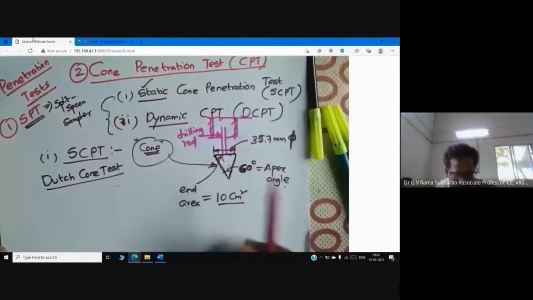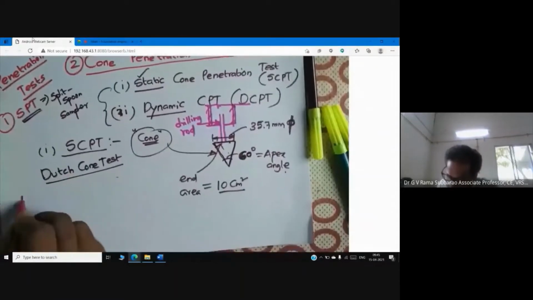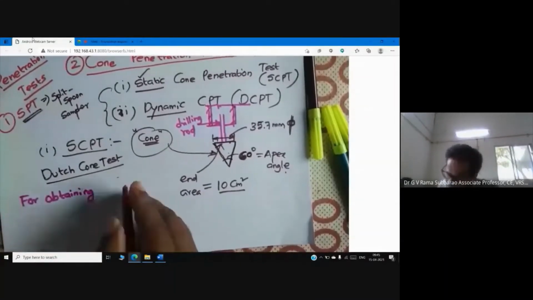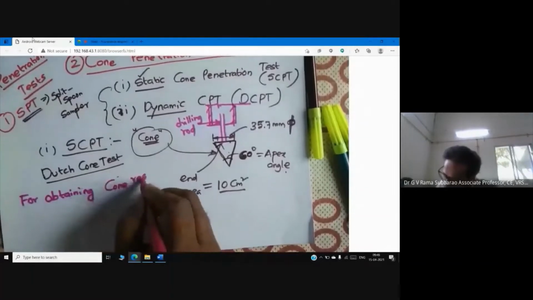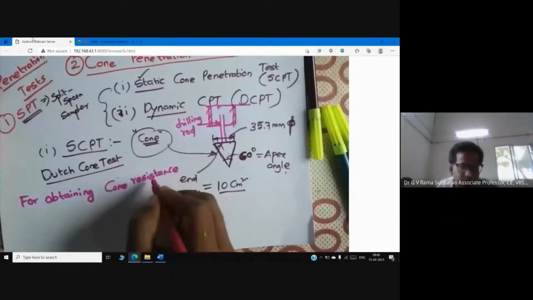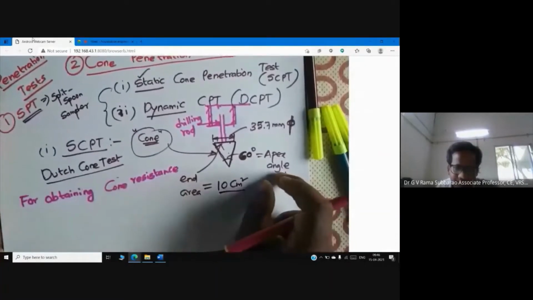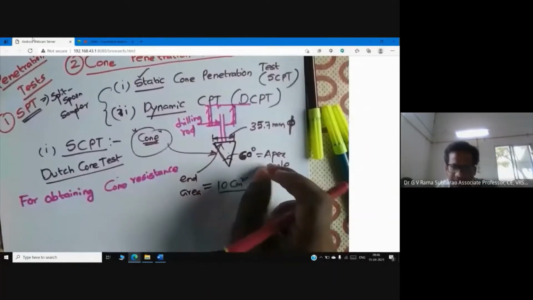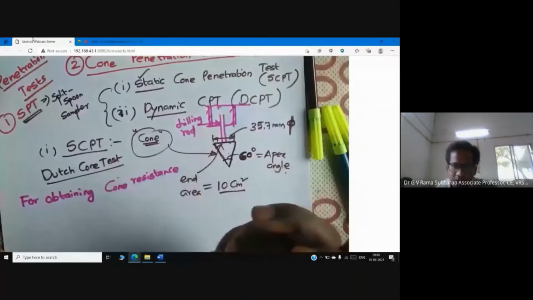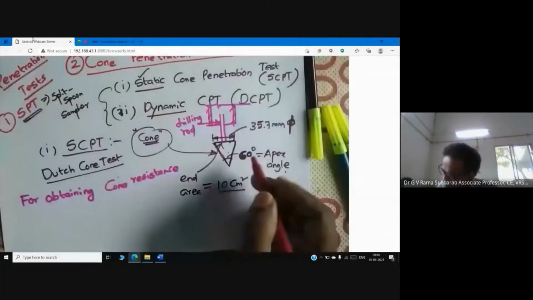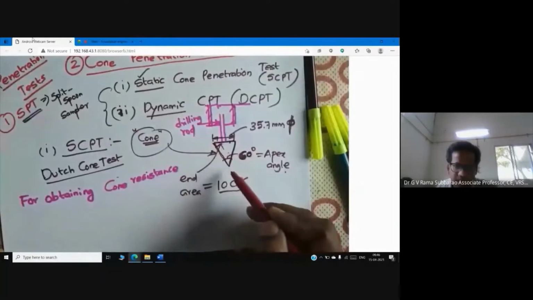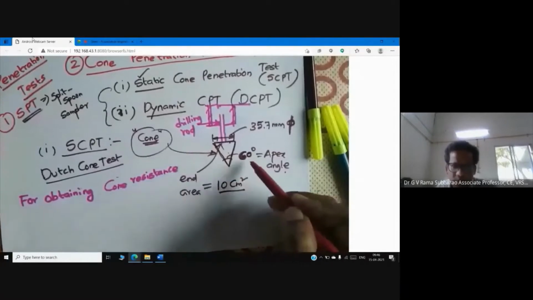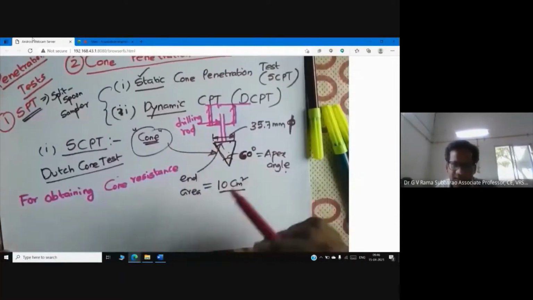Now what we are doing, please write. For obtaining cone resistance. Somebody can ask me, what is cone resistance? See, when we are penetrating the cone into the ground, the cone is experiencing resistance as it penetrates into the soil. Then we can see the resistance from the cone.